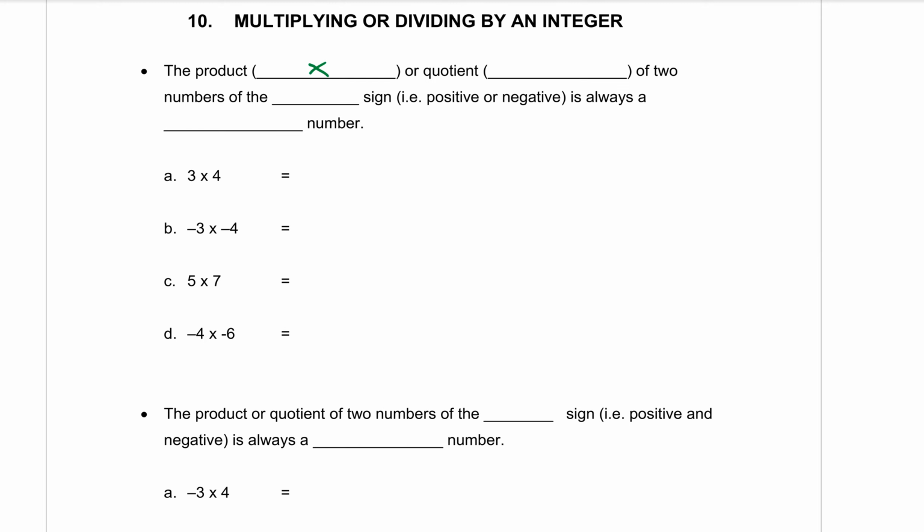Or quotient, hands up, means, yes, to divide. The product or quotient of two numbers of the same sign, so that means they're both positive or they're both negative, is always a positive number. There you go. Always a positive number.